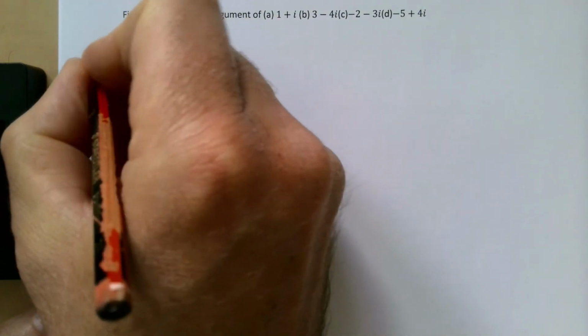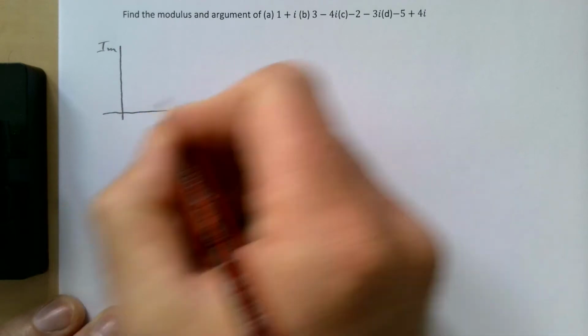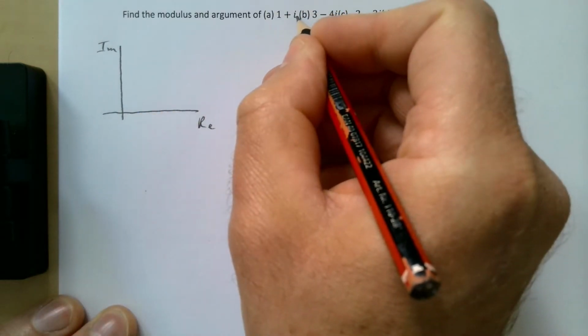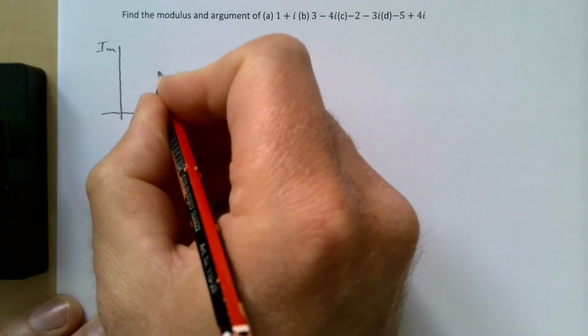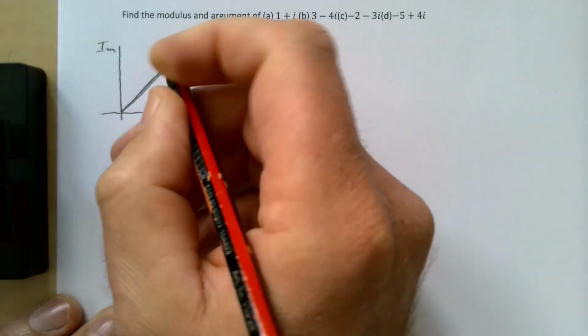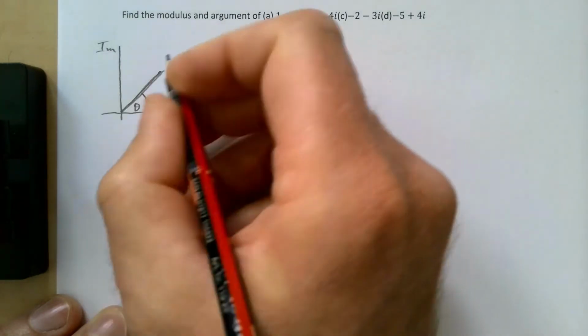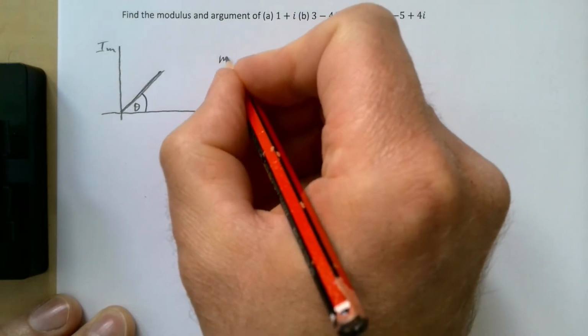This is our imaginary axis. This is our real axis, and we're putting the point 1 across and 1 up. So that would be here. Here's our vector representation, going like that. Our argument is of course going to be this, and then the length of the line.